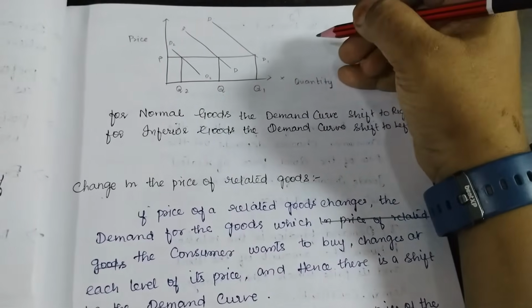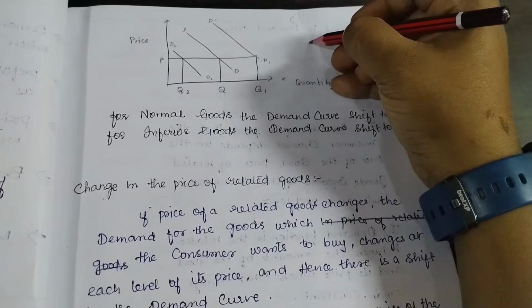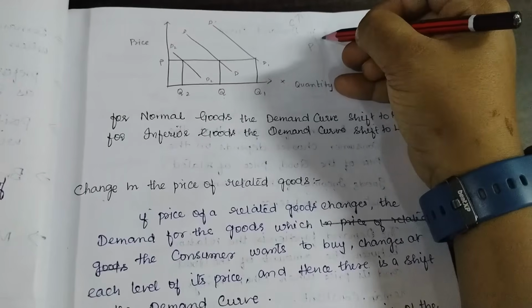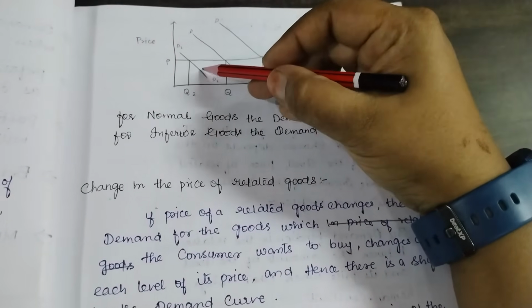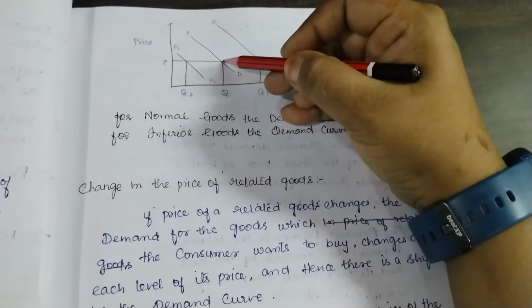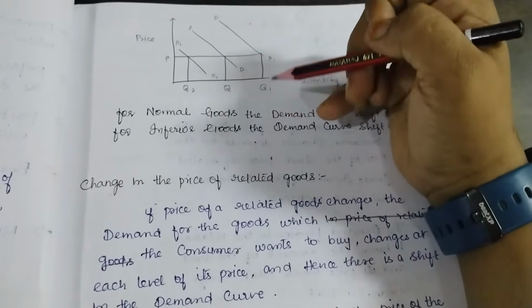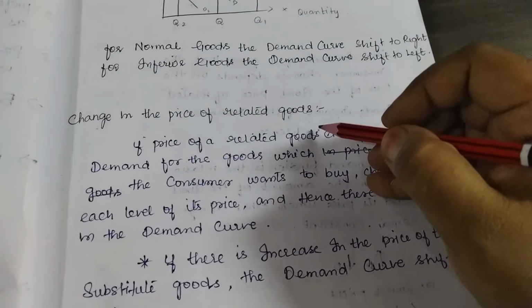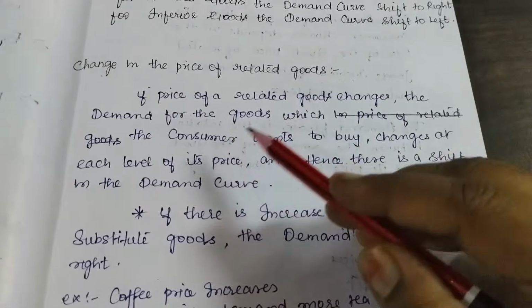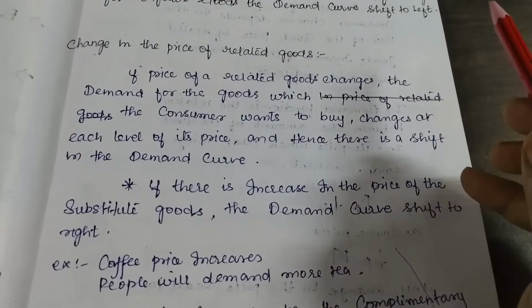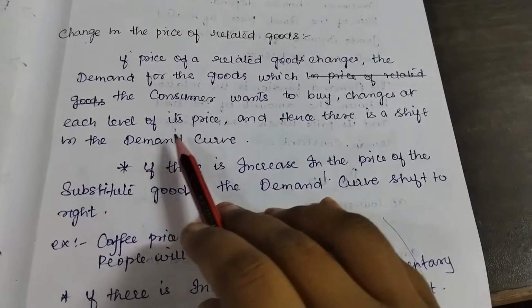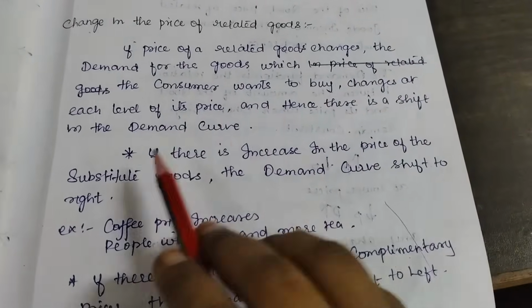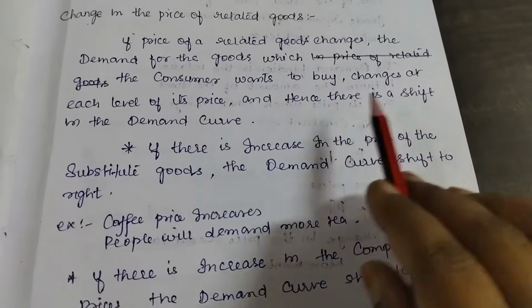Or else, if it is a complementary good, for example, if the petrol price increased, the demand for petrol bikes will also decrease from D to D2. So this is the possible shift in the demand curve due to the change in the price of a related good. If the price of a related good changes, the demand for the goods which the consumer wants to buy changes at each level of its price. Hence, there is a shift in the demand curve.